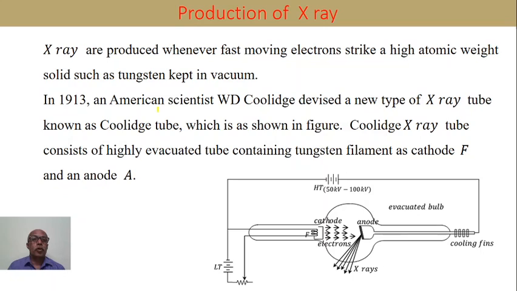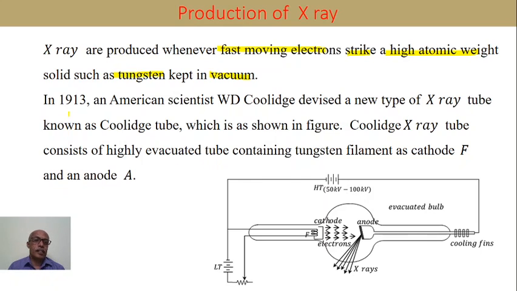These X-rays are produced when fast-moving electrons strike a target of higher atomic weight. When electrons with large kinetic energy are incident on a target with larger atomic number, X-rays are produced. In this case, a target such as tungsten is taken in vacuum.